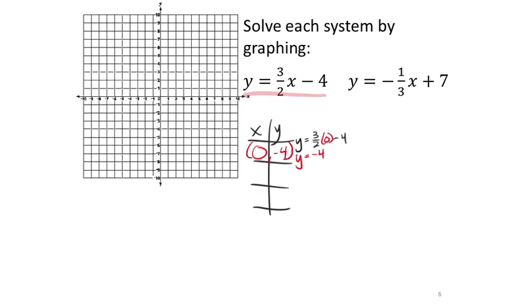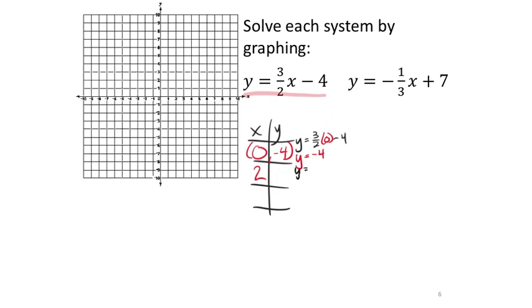I'm going to choose an x value that's 2. Now why did I skip 1? It's because the denominator of my coefficient of x is 3/2. The denominator is 2. So I need multiples of 2 to put into x in order to get whole values of y. So here's what happens.